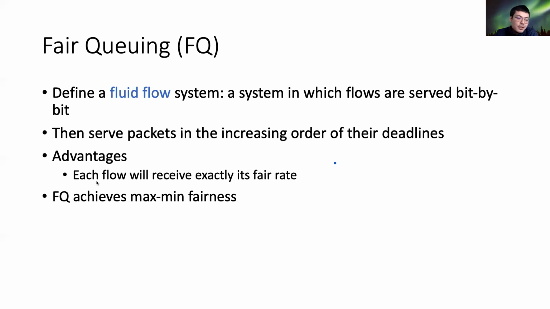The advantage is that the flow will receive exactly its fair rate, so your packet size doesn't impact the bandwidth you occupy. Everyone is still getting a fair share. This fair queuing achieves so-called max-min fairness. Say you have 10 flows. Look at the most disadvantaged flow, the one utilizing the minimum bandwidth, and the bandwidth of that flow is to be maximized. So you are not bullying a particular flow.